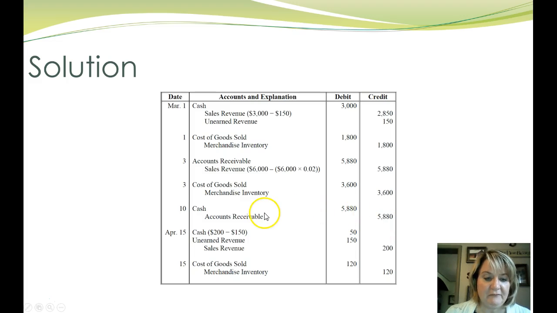On April 15th, you received cash $200 minus $150, the award, $50. Unearned revenue, you debit that to take care of the award. The sales revenue was $200. Cost of goods sold was $120. Merchandise inventory, that's the cost of the inventory, was $120.